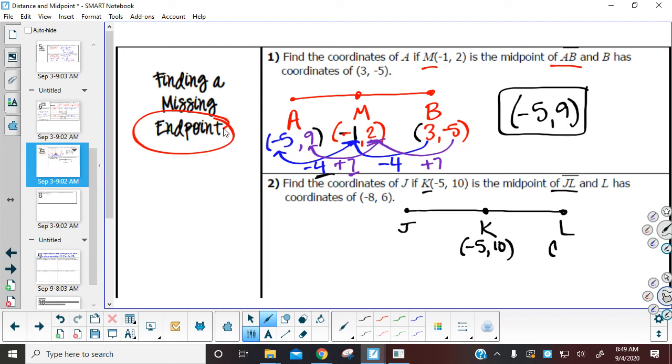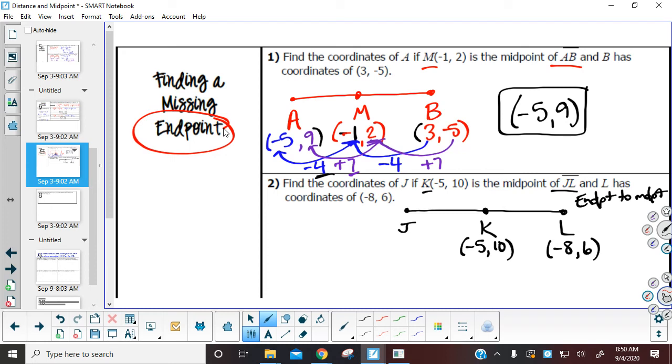L is -8, 6. Now somebody will say to me, how do I know that J is on the left and L is on the right? The answer to that is you don't. What you're looking at is just a sketch to help you. If you want to flip-flop your L and your J, that's fine. But the key is recognizing that when I'm trying to figure out my numbers, I'm always going from endpoint to midpoint to start. Okay, that's my starting point.